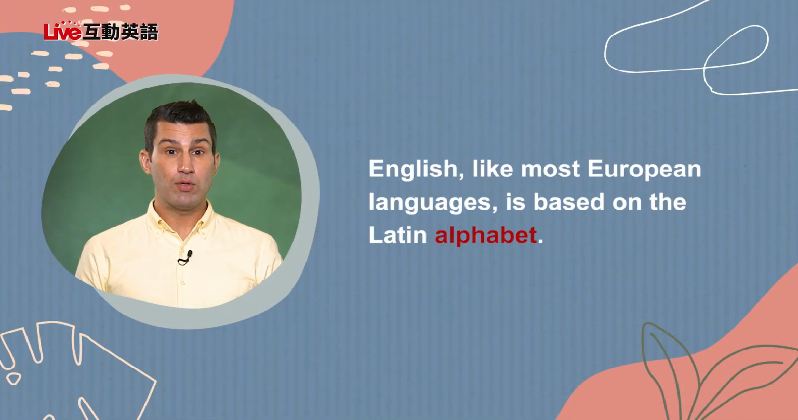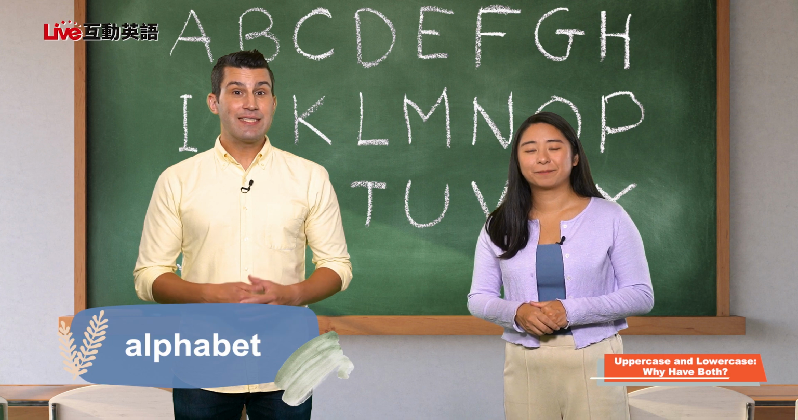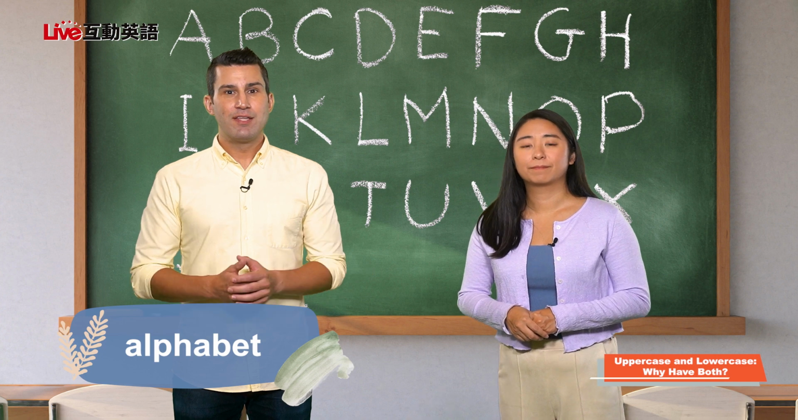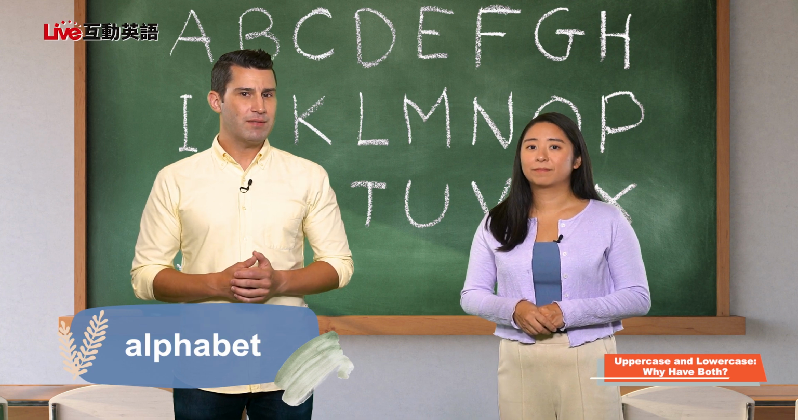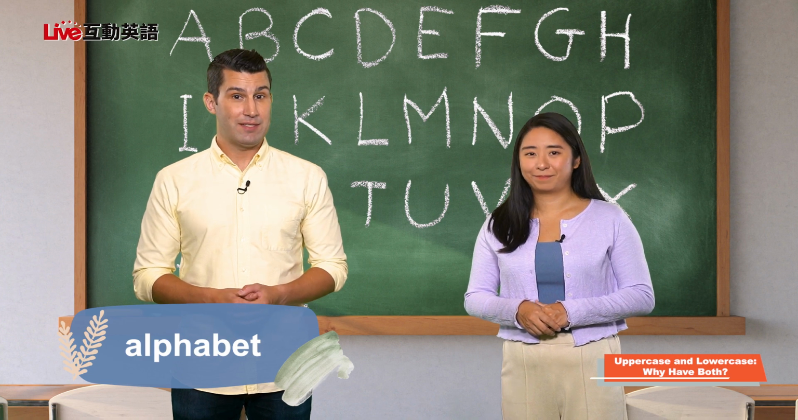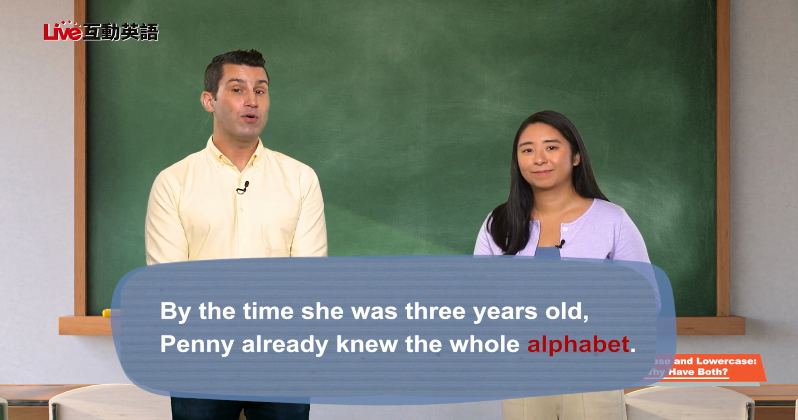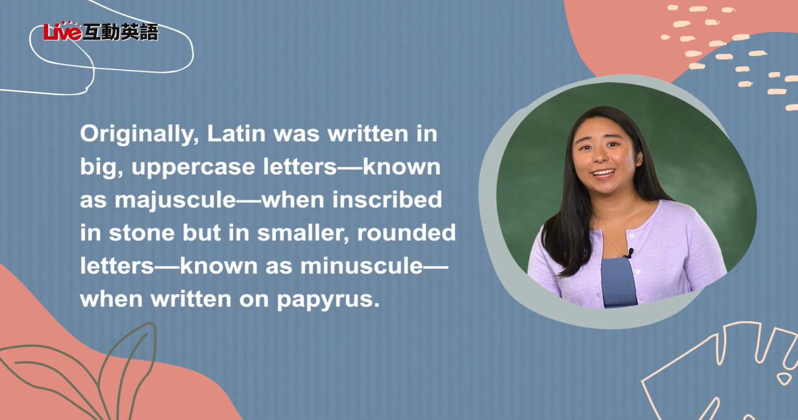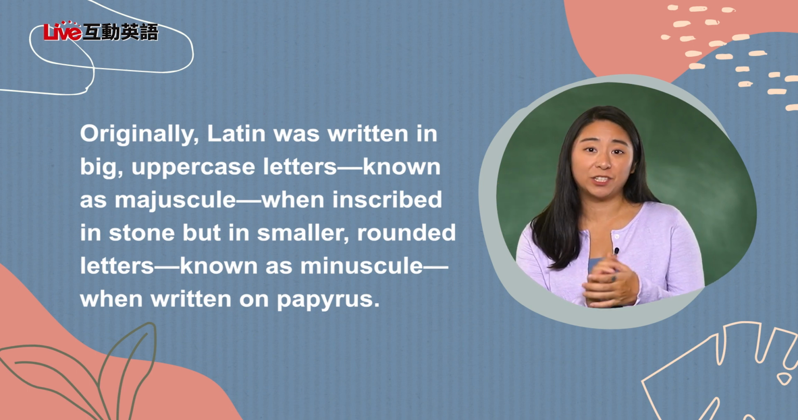English, like most European languages, is based on the Latin alphabet. So the alphabet is the letters that we use, and in English we use the letters from A to Z. This word alphabet comes from putting together the first two letters of the alphabet, alpha and beta, which we now know in English as A and B. So for example, by the time she was 3 years old, Penny already knew the whole alphabet. Good job, Penny.